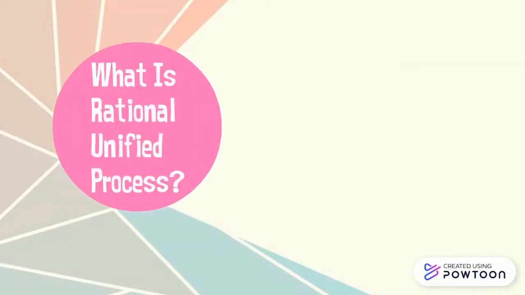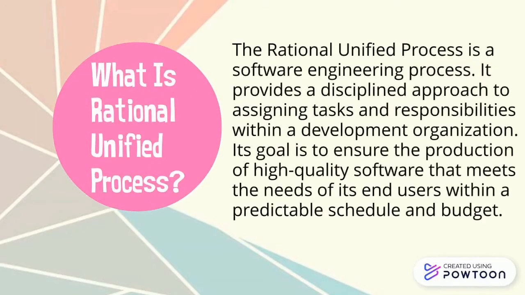So what is Rational Unified Process? It is a software engineering process, or software development process, from Rational, a division of IBM. It provides a disciplined approach to assigning tasks and responsibilities within a development organization.